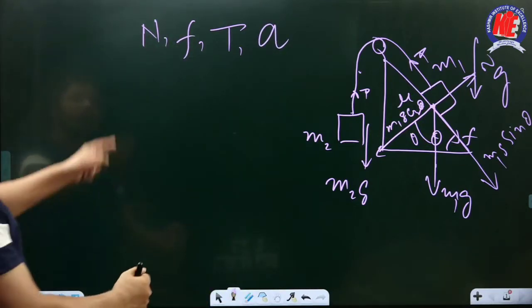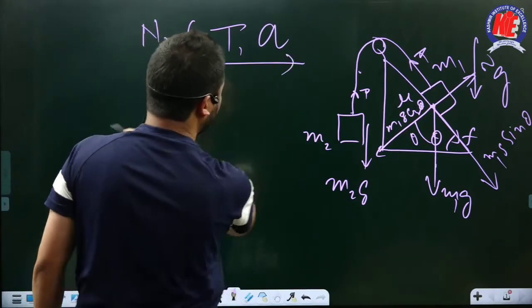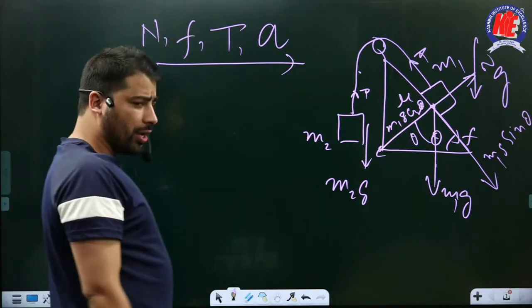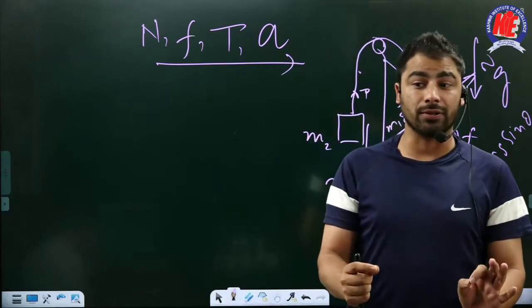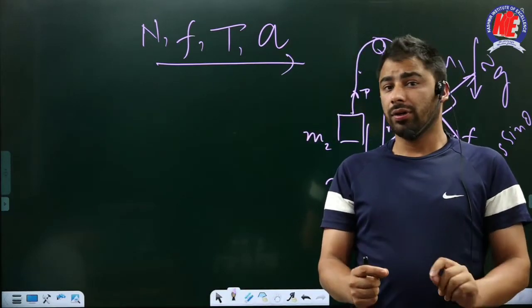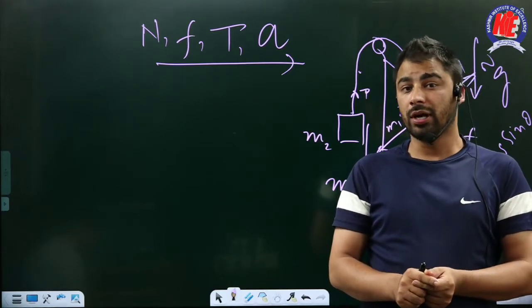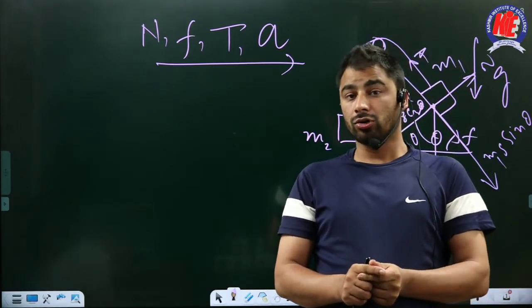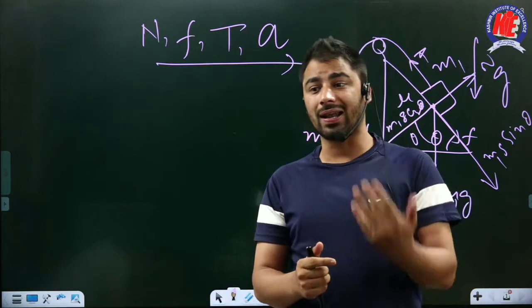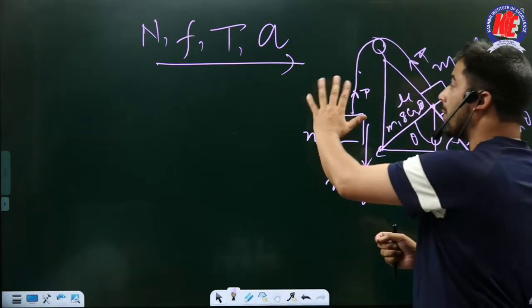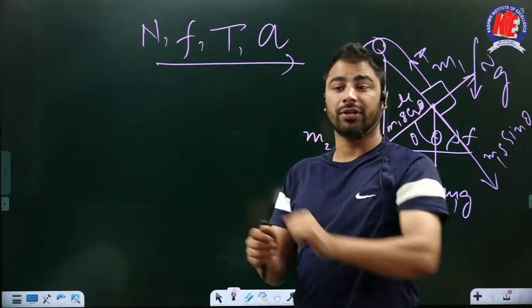Now I have 4 unknowns here. If I have 4 unknowns, I must have an equivalent 4 equations. If we don't have the number of equations equivalent to the number of unknowns, it will be a bad thing for us. So we need to use the laws of motion in that way, and we should get exactly the number of equations that is equivalent to the number of unknowns.